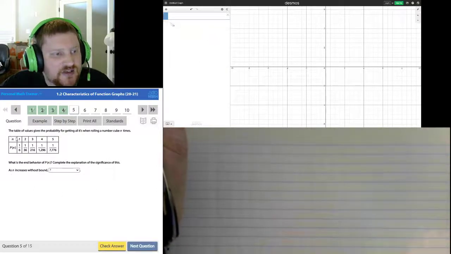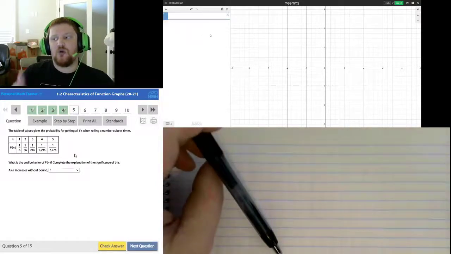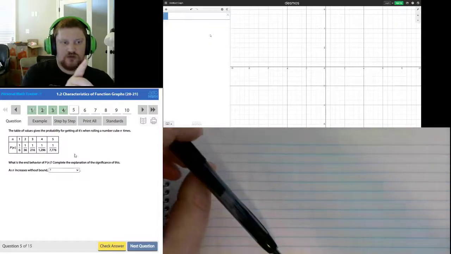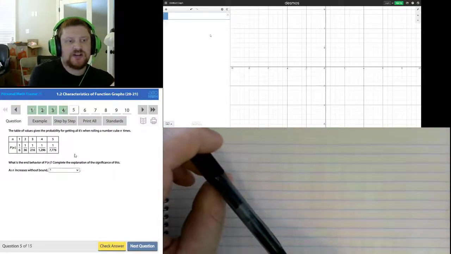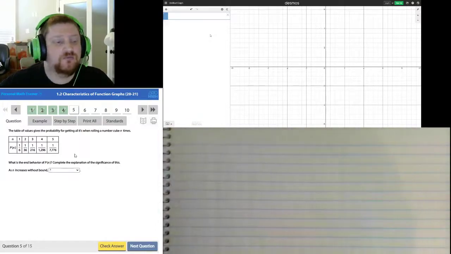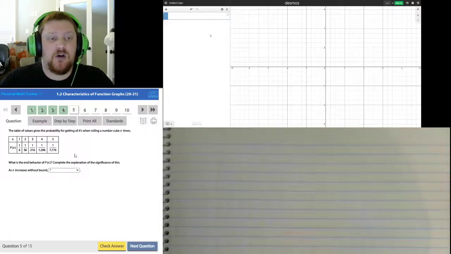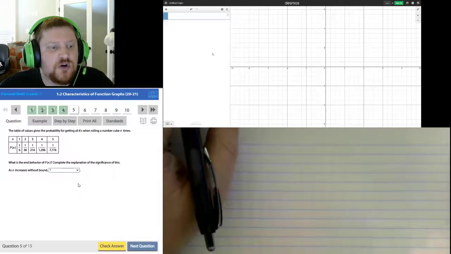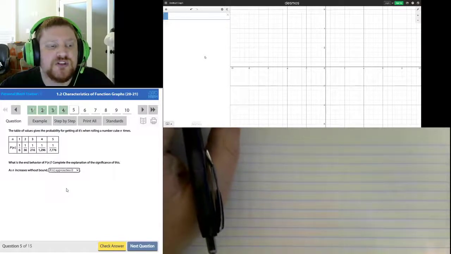As n increases without bound, P of n, so basically the more dice that we roll going over to the right, the closer and closer the probability gets to what? Well, it's never going to be exactly 0, because there's that 1 in a billion chance that they all happen to be 6s, but it gets close. So P of n approaches 0.